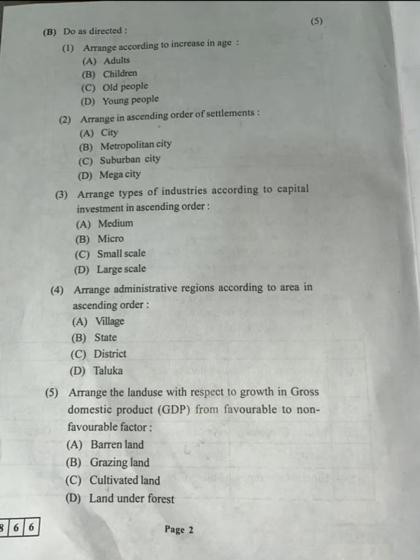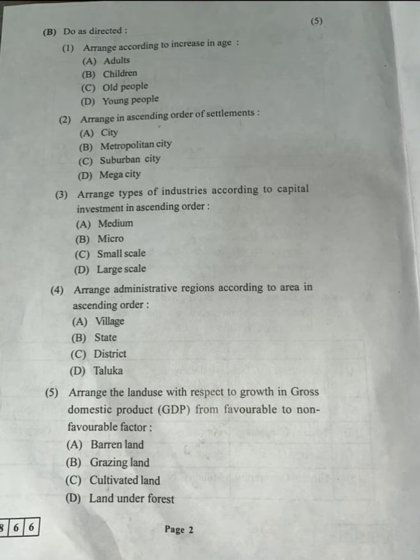Next is question 3. Arrange types of industries according to the capital investment in ascending order. So here first is micro, second is small scale industries, third is medium scale industries, and fourth is large scale industries. So this is the perfect ascending order by which you have to arrange the capital investment done.